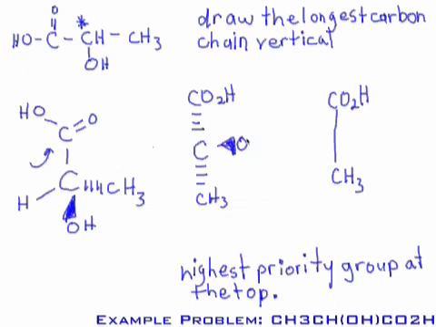Now, you can do that in a model. What I suggest you do is build a model with different colored bonds, hold those bonds in this orientation so the OH is coming out, write down the color for each, and then turn it so that the CH3 and CO2H are going away from you. And ask yourself, where does the OH, the colored bond that represents the OH, end up? On the right or the left? And so the Fischer projection for this molecule, following longest carbon chain vertical and highest priority group at the top, would be that.